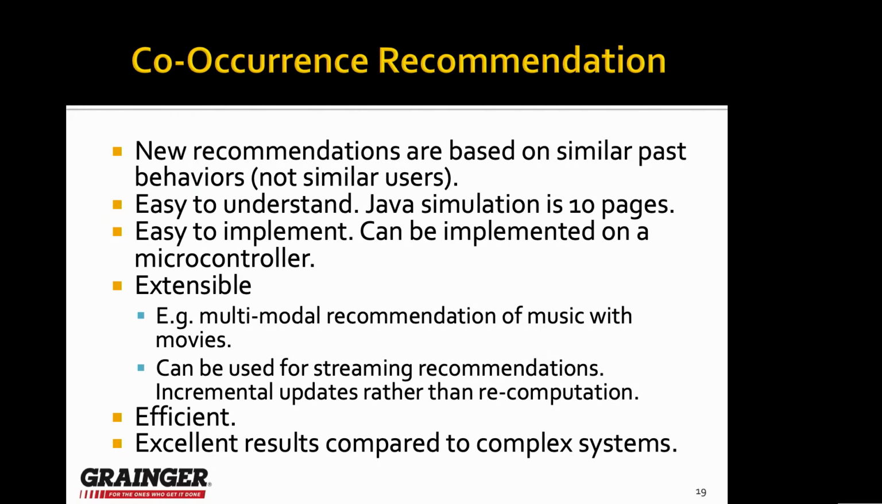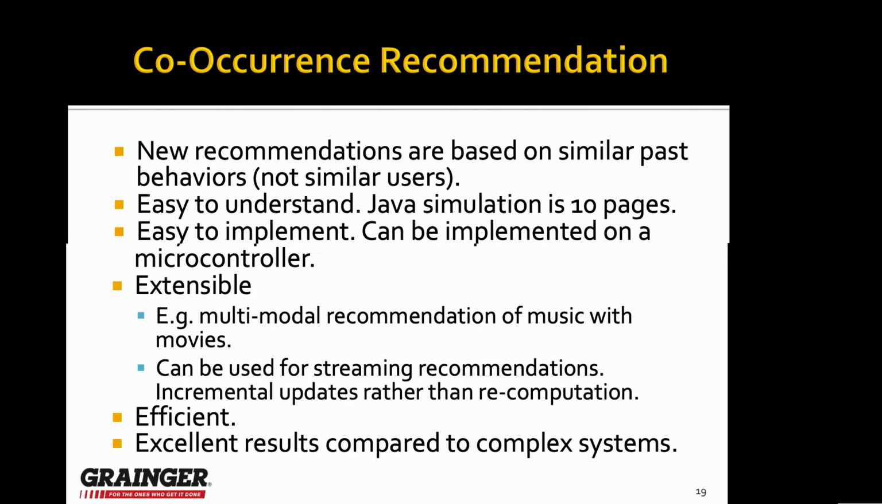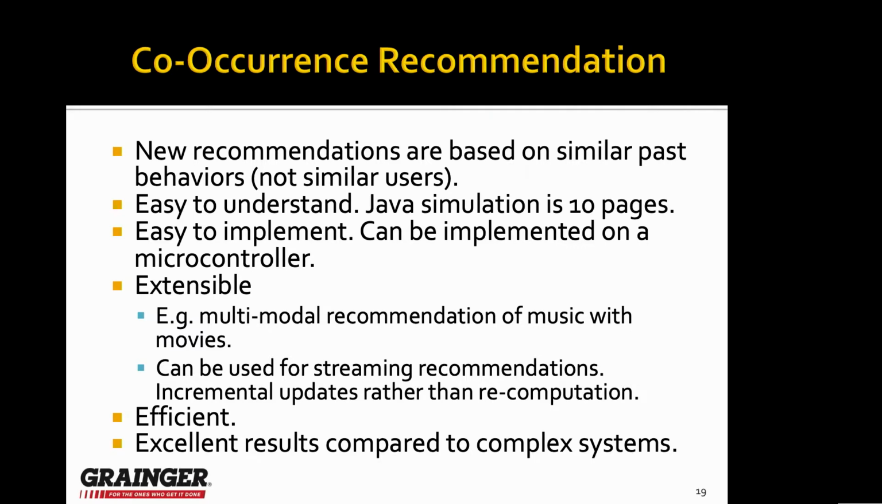It's extensible. We can do things like multimodal recommendation. If I search for music, it'll say, what about these movies? You can do some interesting stuff like that. Streaming recommendations. As people are buying things online, you can immediately update your recommender to start using that information right away. So you can do some really interesting things with this.